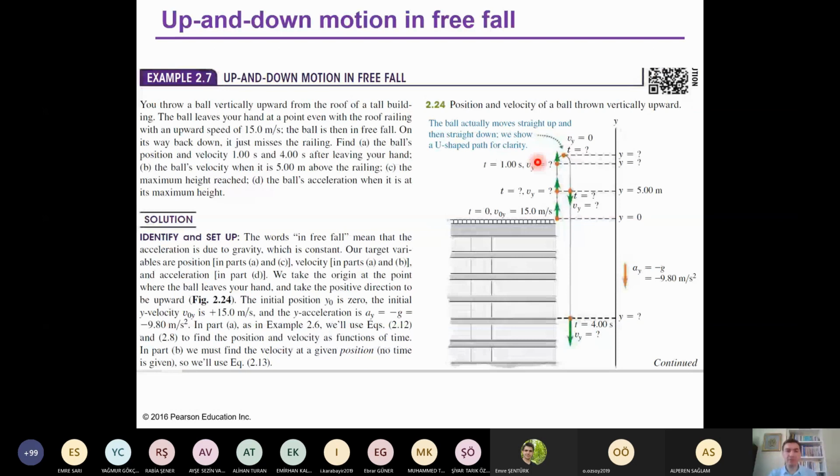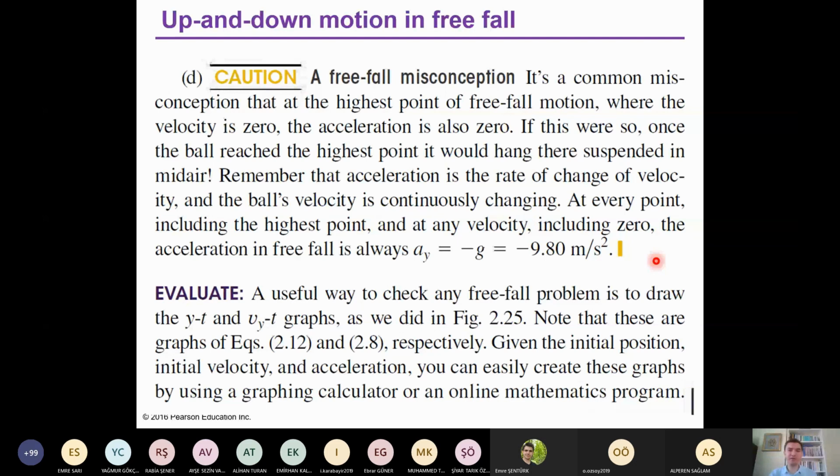If you find a minus velocity value, it means that the particle is moving along the negative y. Don't forget this one, okay? Because velocity and acceleration and also position are vectors. And for vectors, positive and negative signs are very important because the sign shows us the direction of the vector.